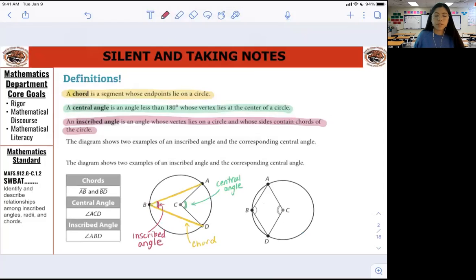Okay, so I'm just going in and I'm just labeling each part for both of these circles.